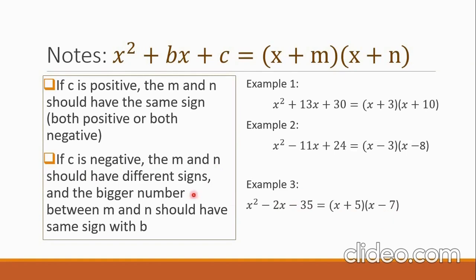And there is another clause here. The bigger number between m and n should have the same sign as b. So of the numbers 5 and 7, 7 is bigger, and because the sign of the b is negative, the 7 as the bigger number will have the negative sign also.